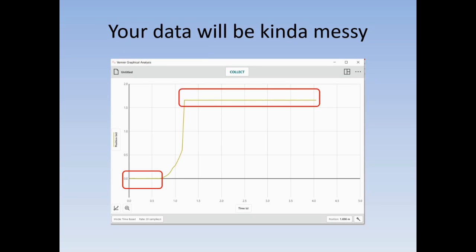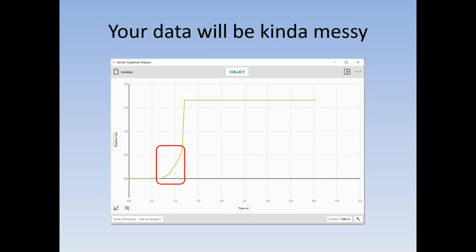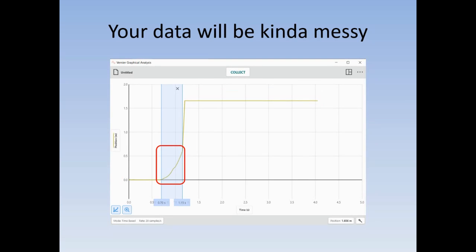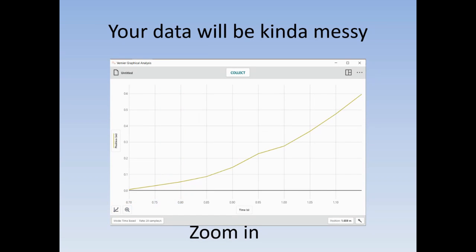Now, neither of these parts is what we were interested in. The only part of the graph that we care about is the part where the car is moving down the ramp. So we are going to highlight this part. Click and drag your mouse so that the curved part of the graph is selected. It's okay if you have a little bit of those flat parts. Just remember that we're going to ignore that in our data. Once you're happy with your selection, click on the little magnifying glass in the bottom left corner. This will zoom in on the part you have selected, and you should see something like this.